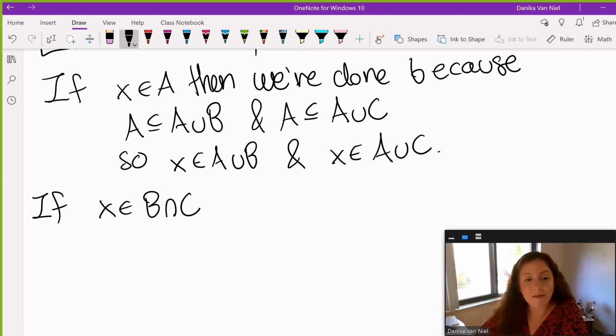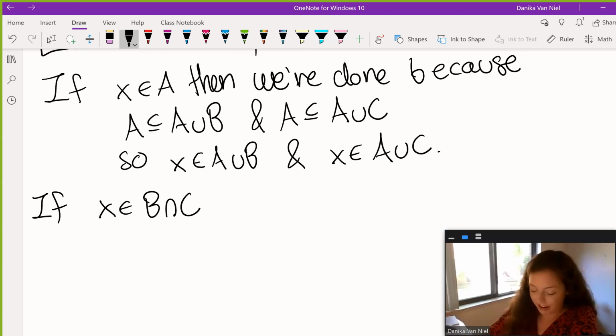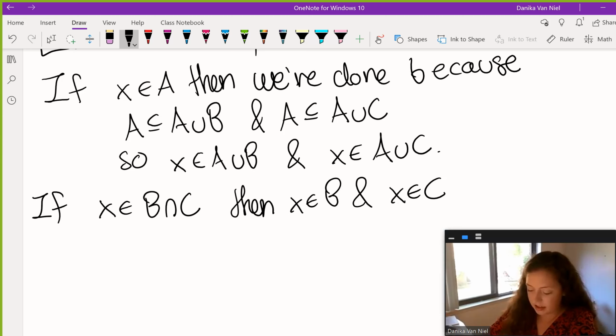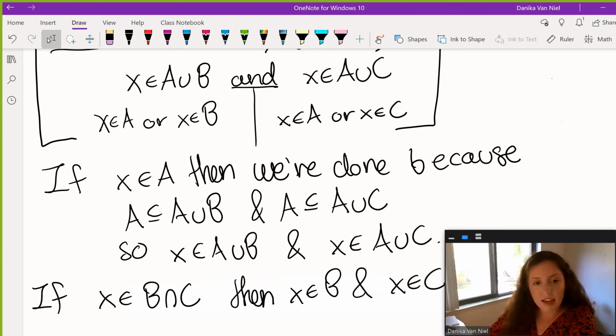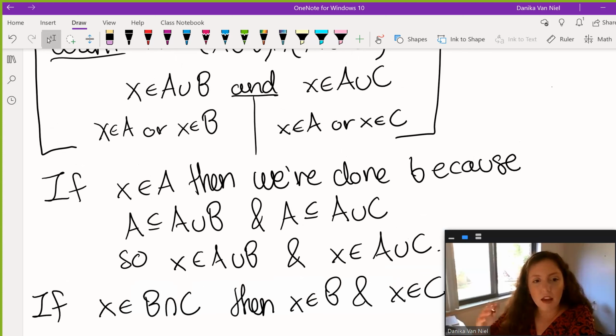So if X is in B intersect C, what does that mean? Then X is in B and X is in C. Wait a second. Whoops. That's exactly what I wanted. I wanted X to be in A or X to be in B, and X to be in A or X to be in C. So I could choose out of those options X to be in A, X to be in B, and X to be in C. Perfect.